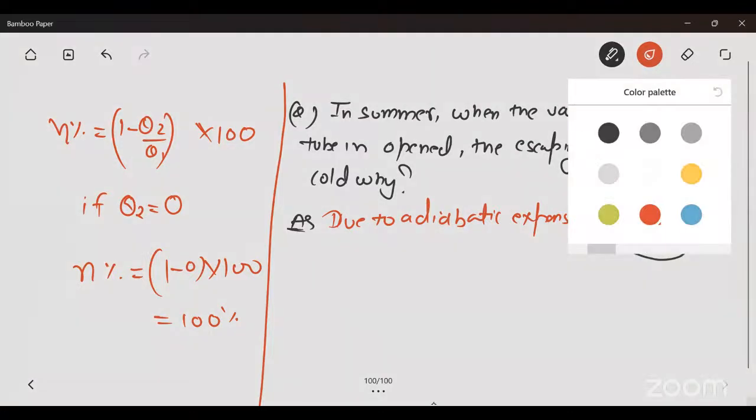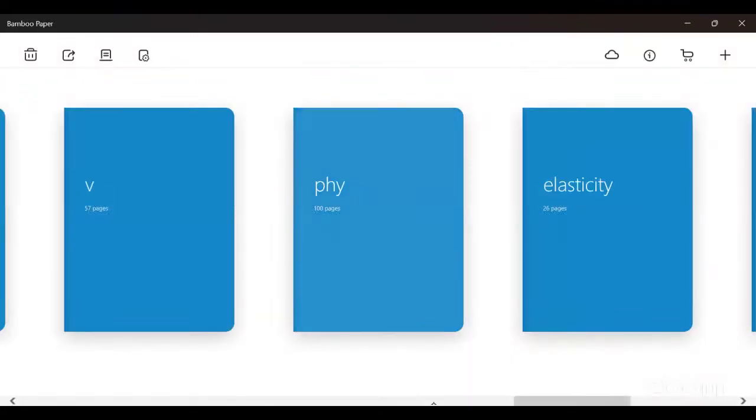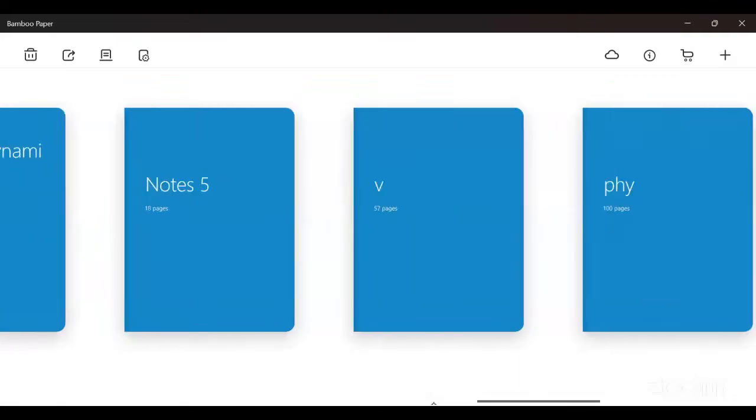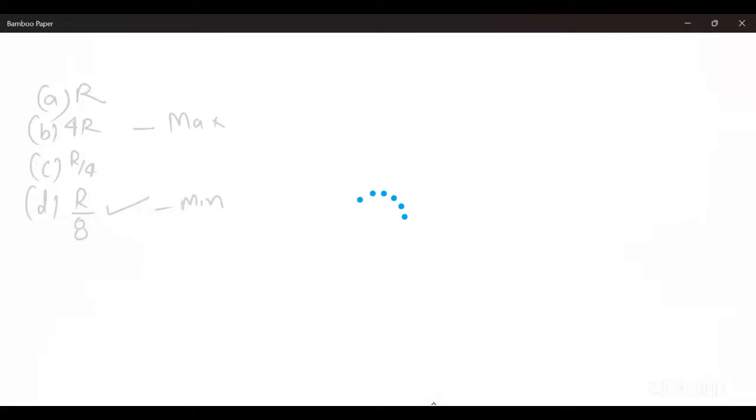Next are your short answer type questions.